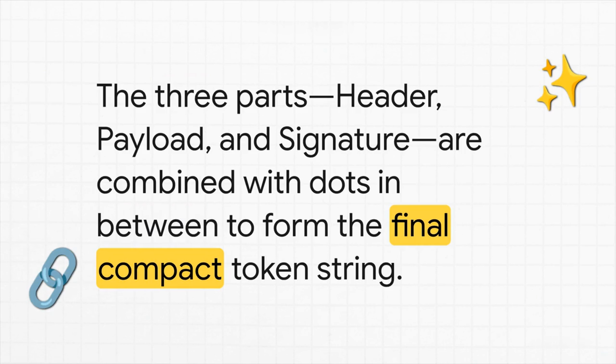So you take those 3 parts, you encode them, and you join them with dots. What you get is this long, compact string of text. That's your complete VIP pass. And because it's just text, you can send it anywhere. In an HTTP header, in a URL, it's incredibly portable.